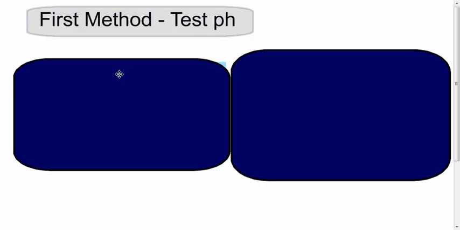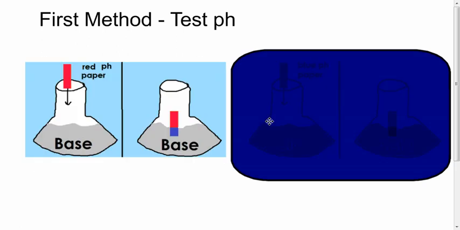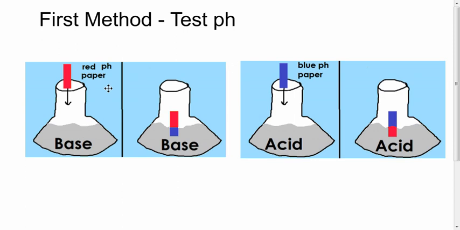Now, the first method is to test pH. So we stick in the paper, and we know how acidic or basic it is. And we would compare our results to the pH scale.